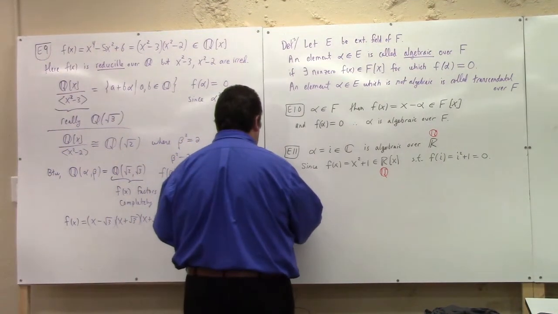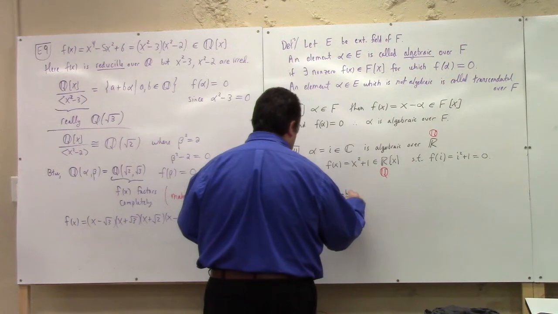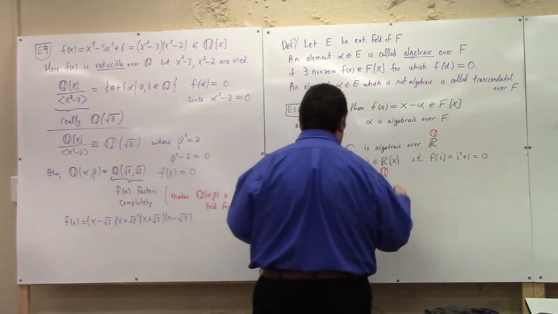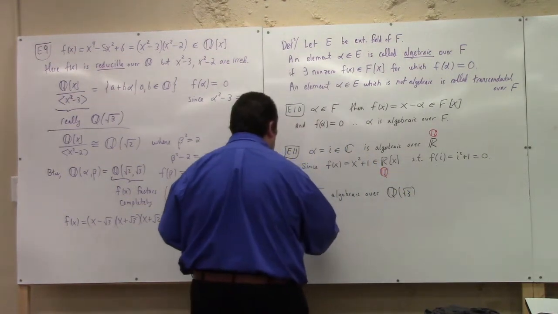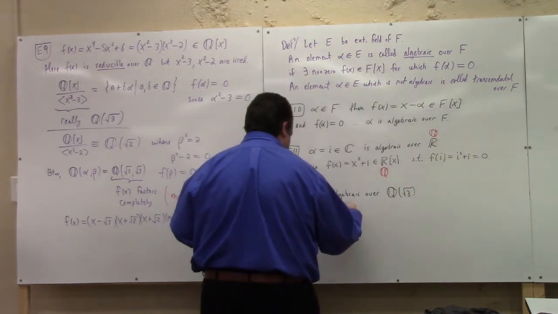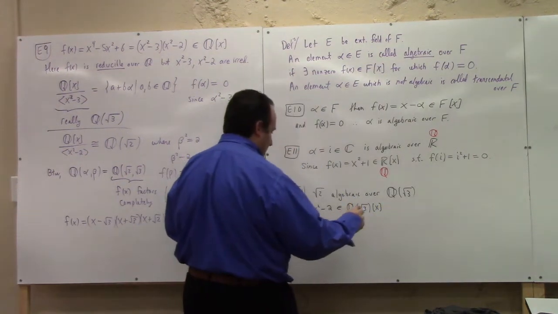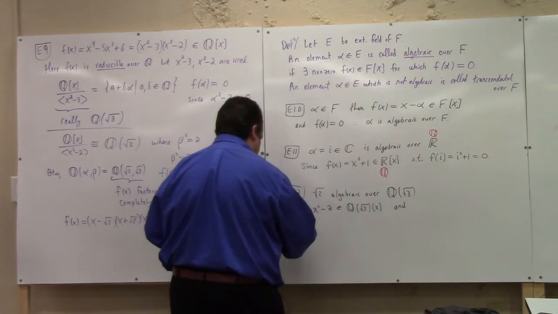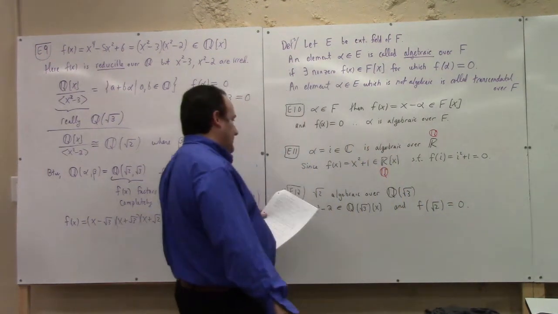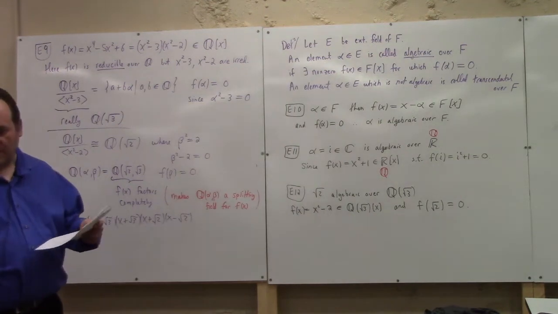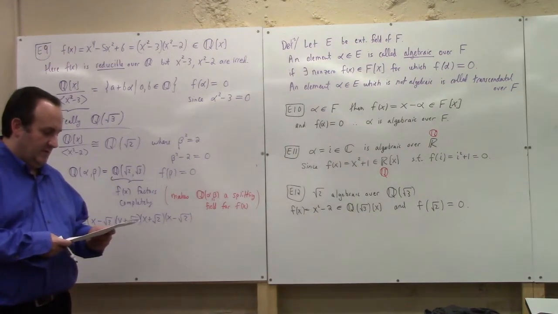Here's a little bit more interesting example. Square root of 2 is algebraic over Q adjoin the square root of 3. Since x squared minus 2 is a polynomial with Q adjoin root 3 coefficients, and f of the square root of 2, of course, is 0 in this context. Again, you could also point out that square root of 2 is algebraic over Q. We could drop the root 3. That's just kind of window dressing there.